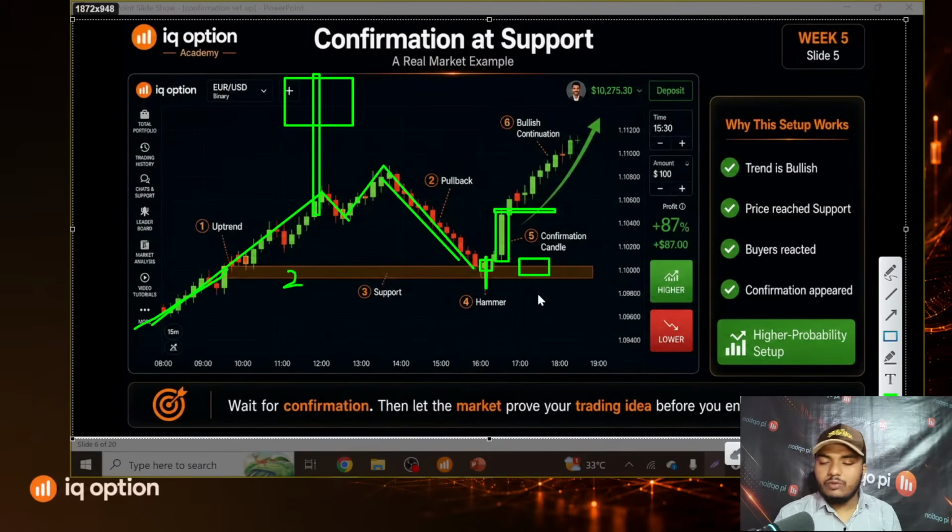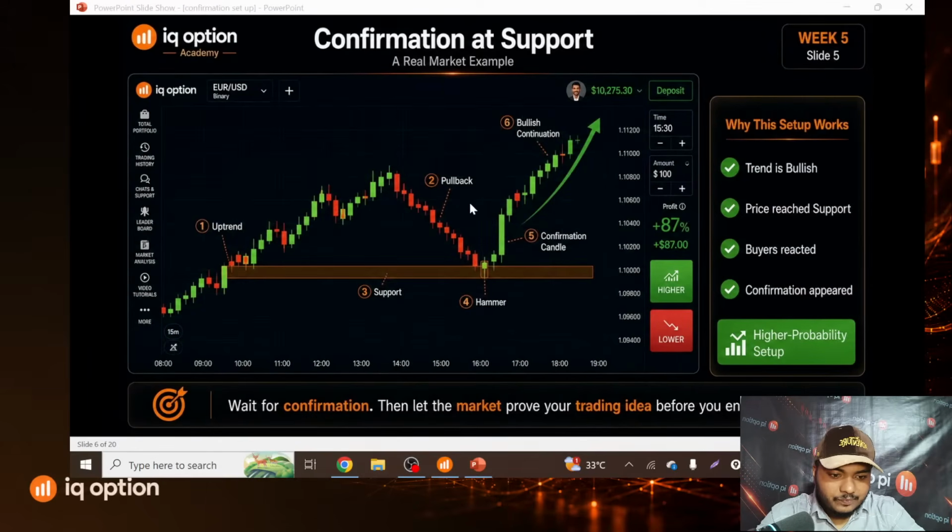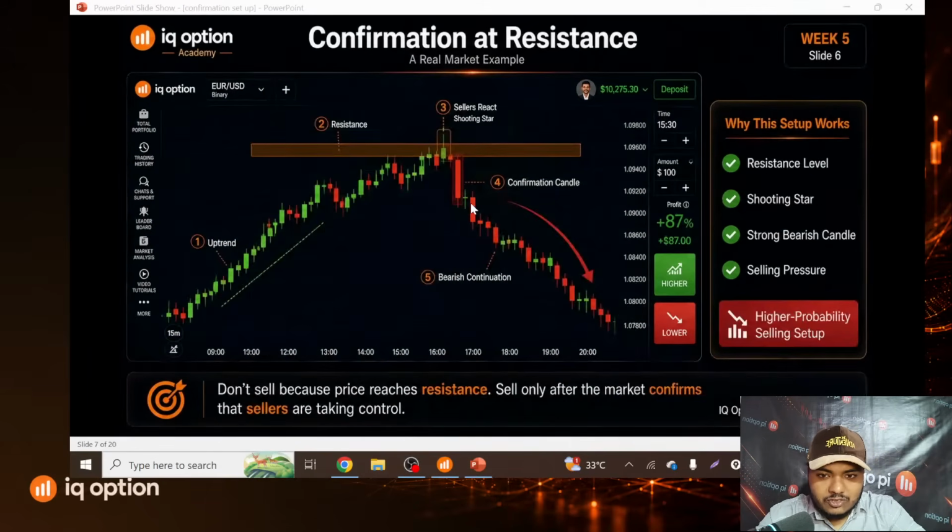What do you think, guys? Do you think that this is a perfect setup or not? If you agree that this is a perfect setup, you can confirm this on the chart, or you can understand this one very clearly. Okay, confirm this on the chart. So let's move to the next topic, guys. Our next topic is confirmation at resistance.